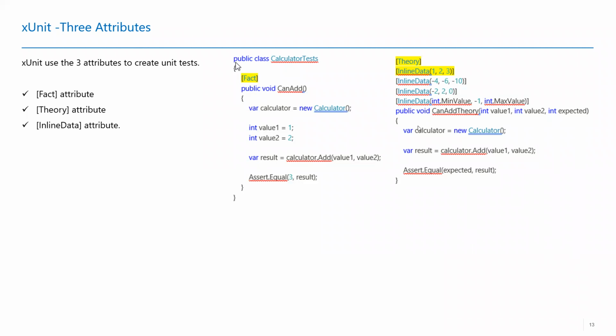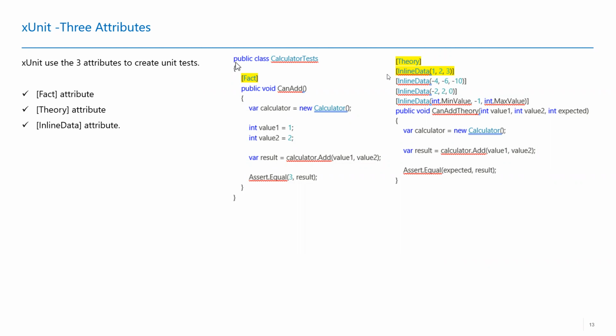In xUnit, if you want to pass the parameters, you can use the InlineData attribute and decorate all the parameters. So for this Add test case, I'm passing 1 and 2. 1 is value 1, 2 is value 2, and 3 is the expected output when you add the two numbers, value 1 and value 2. So that's how you decorate with the InlineData attribute, and you need to decorate with the Theory attribute so that you can pass the inline data.